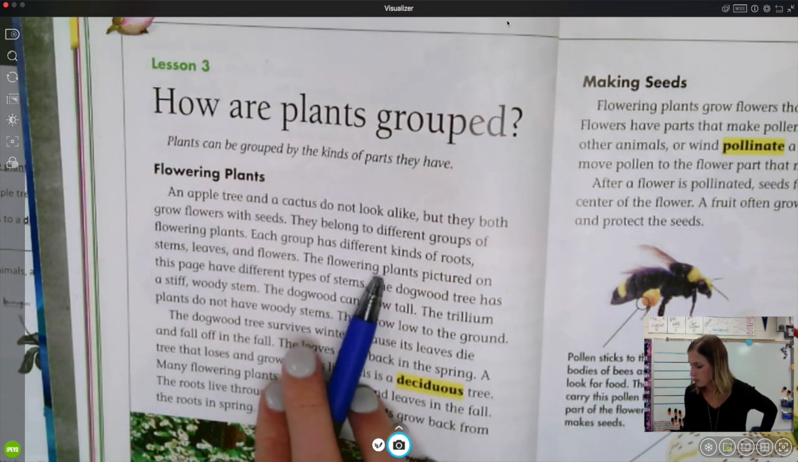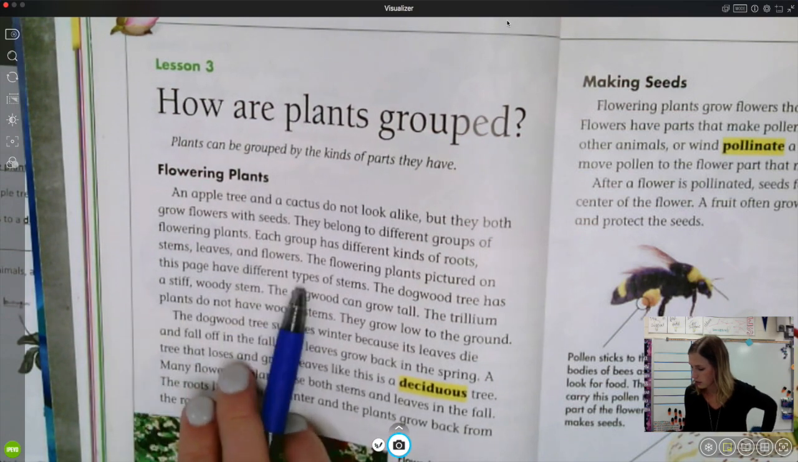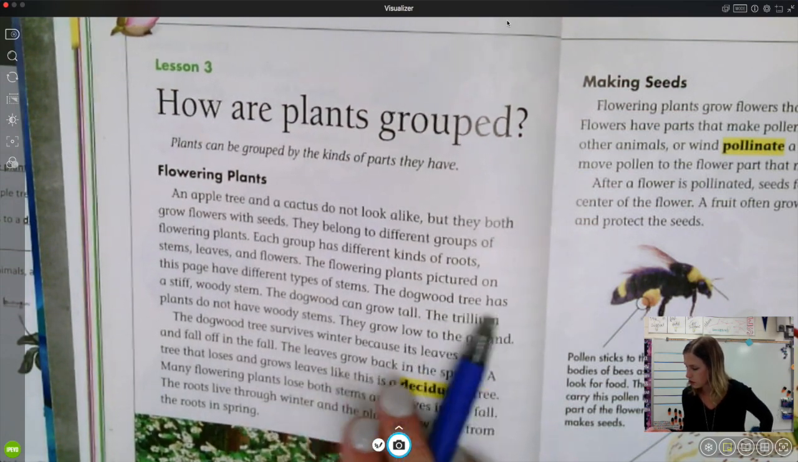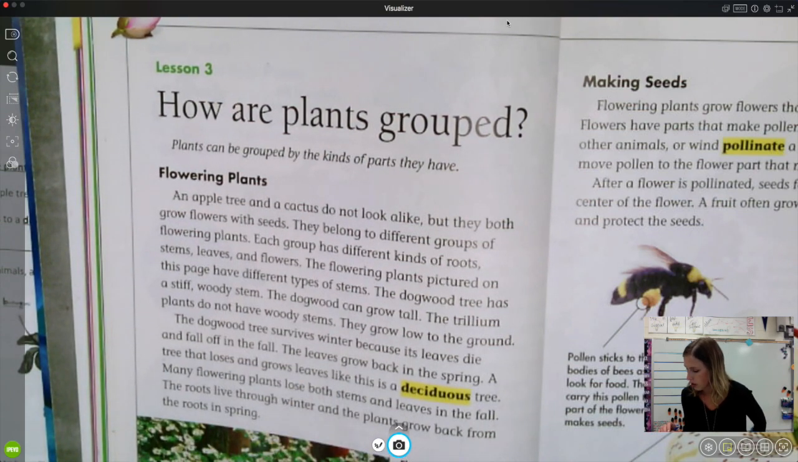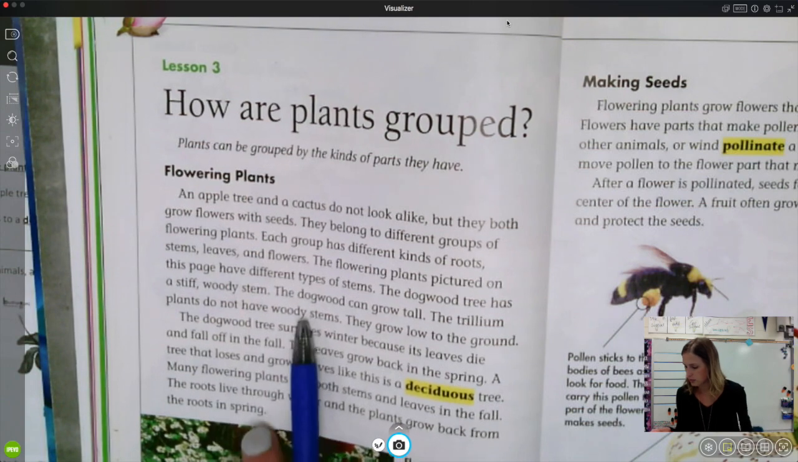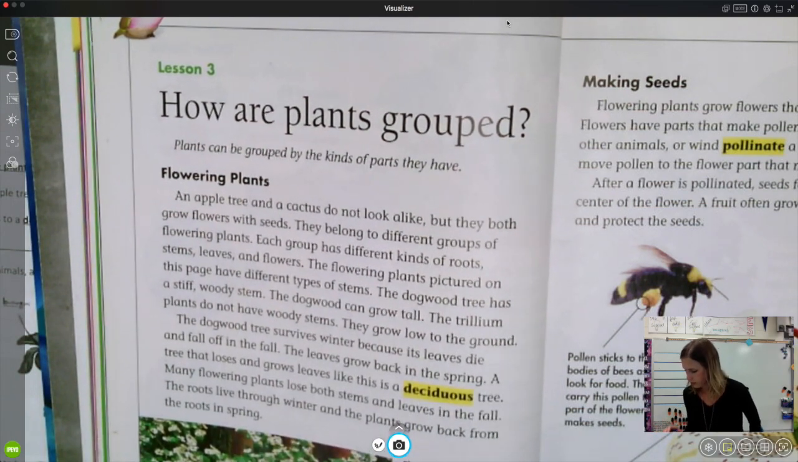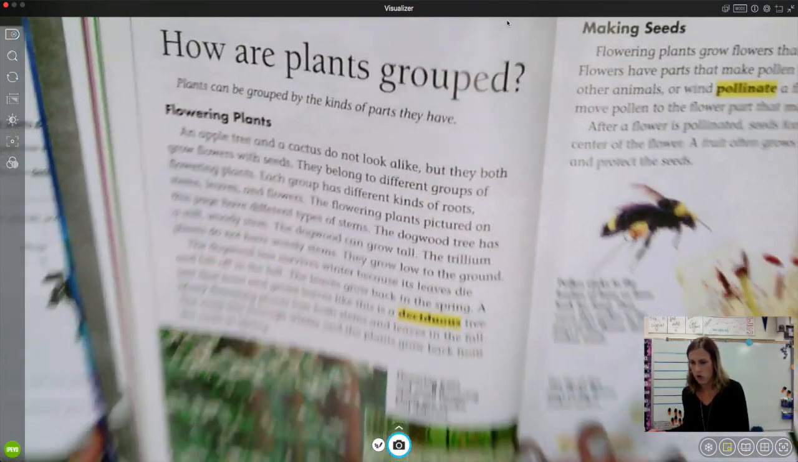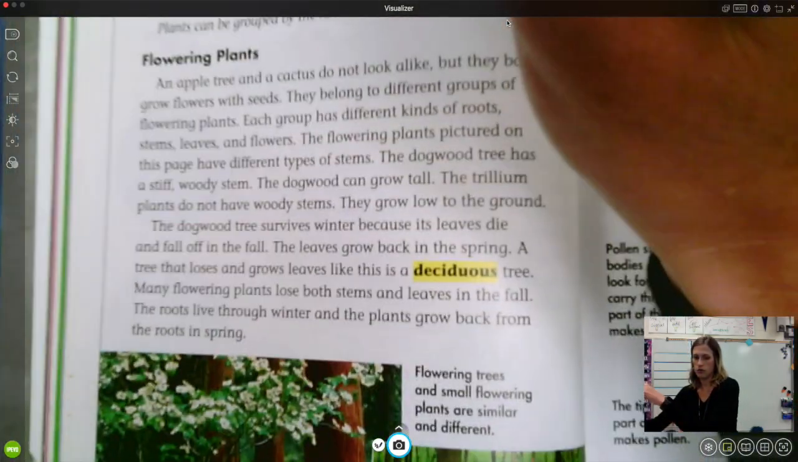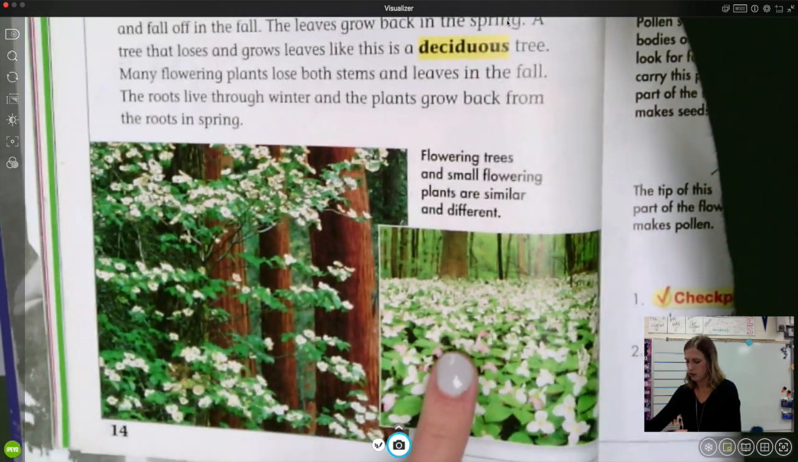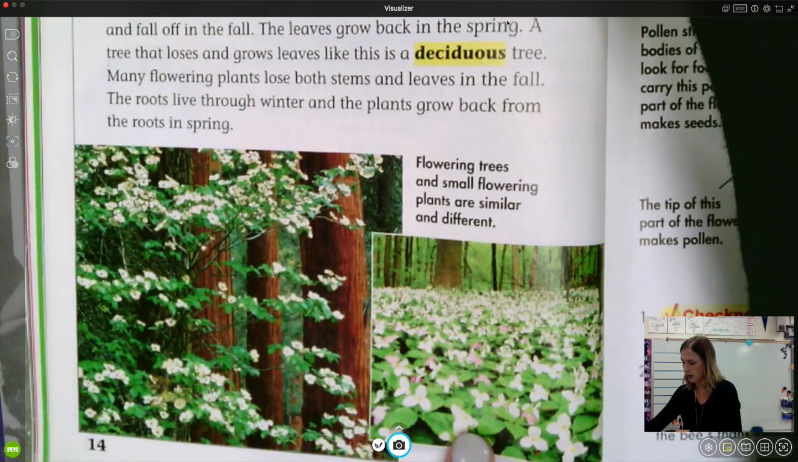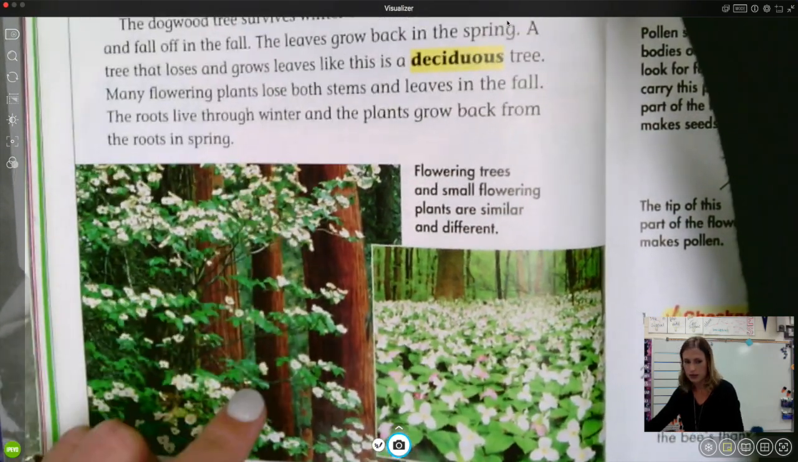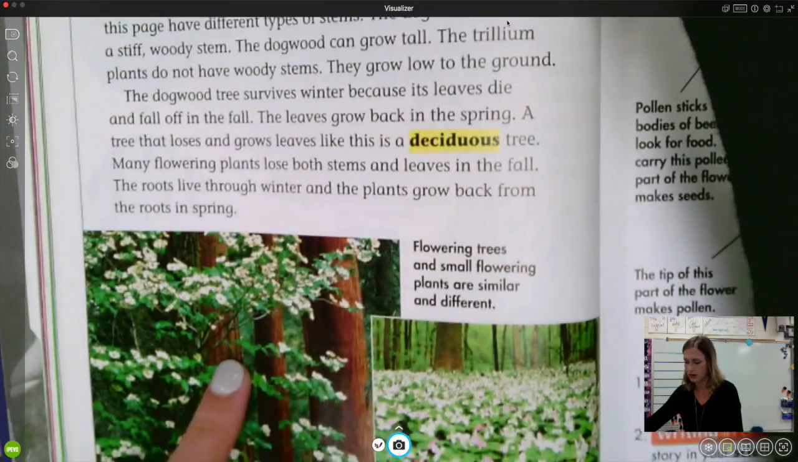The flowering plants pictured on this page have different types of stems. The dogwood tree has a stiff, woody stem. The dogwood can grow tall. The trillium plants do not have woody stems. They grow low to the ground. So you see at the bottom there, you've got your dogwood, and then you also have your trillium, right? They're very different. This one, because it doesn't have that woody stem, can't grow very tall. This one, with its big, thick trunk, can grow much taller.